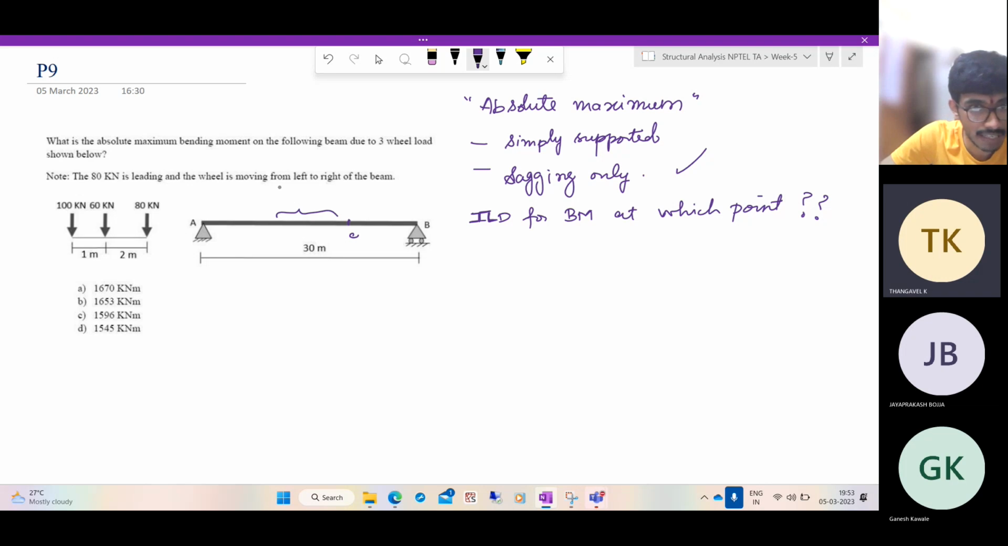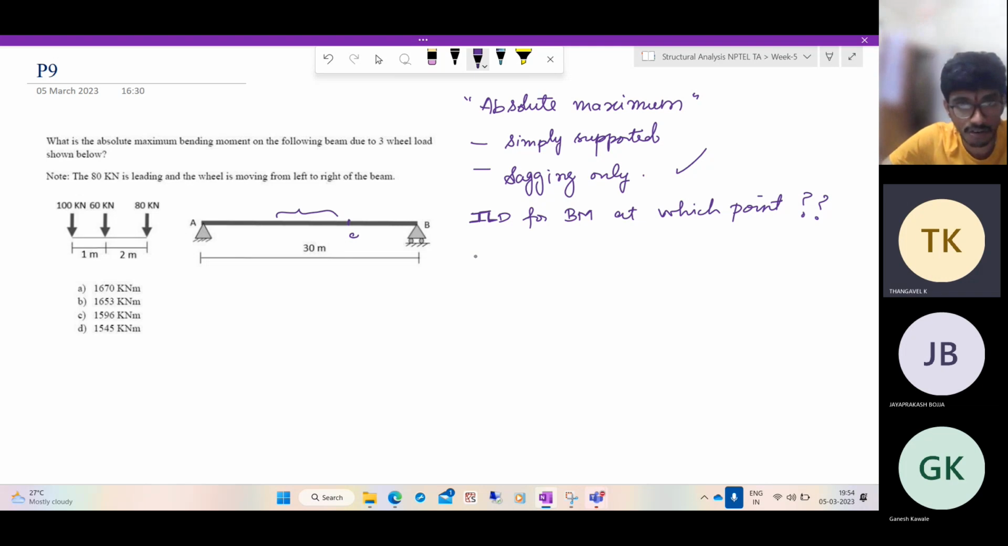When these three loads are somewhere in the middle regions, we expect to get maximum bending moment. If it is somewhere close to the reaction support, it will not generate such high bending moment. So that is what we expect. So let us see if our intuition is correct. Okay, so let us consider one load at a time.